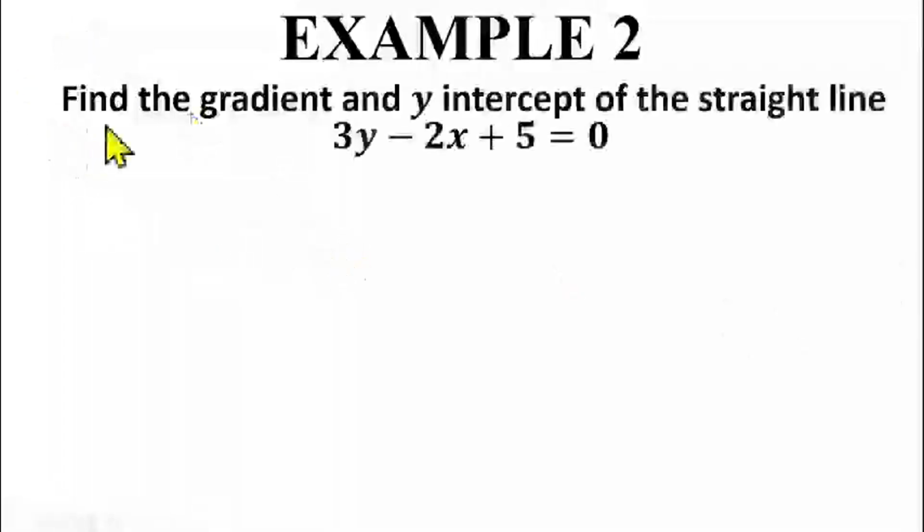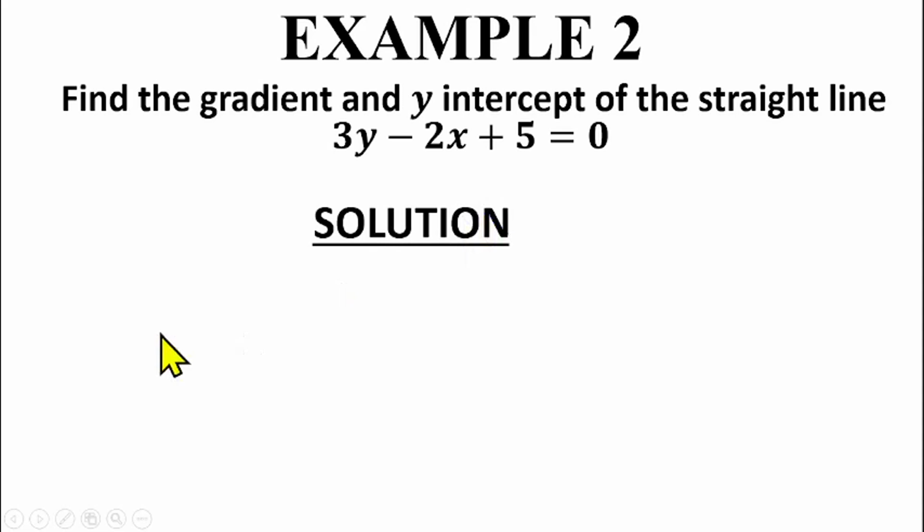Example 2: we have to find the gradient and the y-intercept of the straight line 3y minus 2x minus 5 equals 0. We can see that this equation given to us is a linear equation, but it is not yet expressed like the general equation of a straight line. All you need to do is first make this equation like the general equation of a straight line. That means we need to make y the subject of the formula.